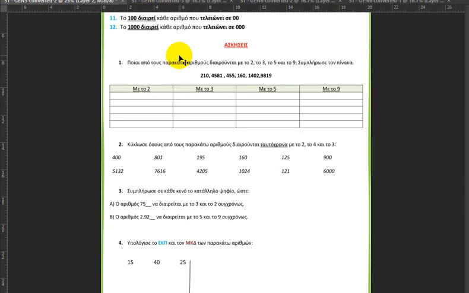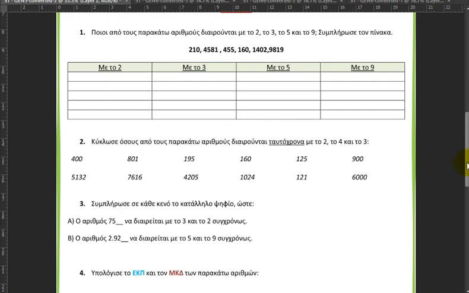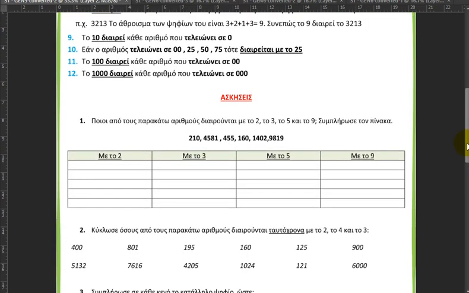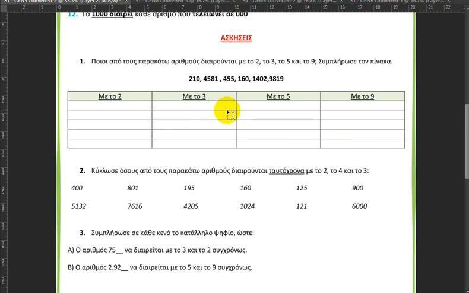All right. Let's move here. Okay, so here we have divisibility tests. So which of these are divisible by 2, 3, 5, and 9? So to be divisible by 2, you got to be even. So 210, not the second one, not the third one, 160, 1,402, and that's it.